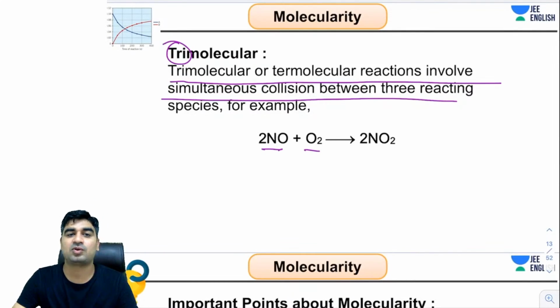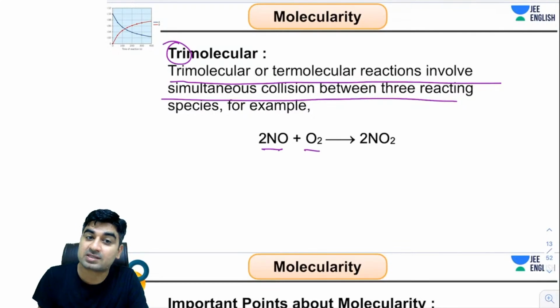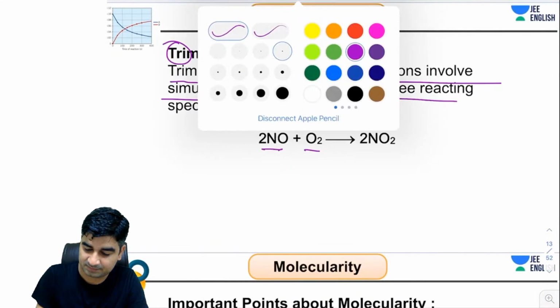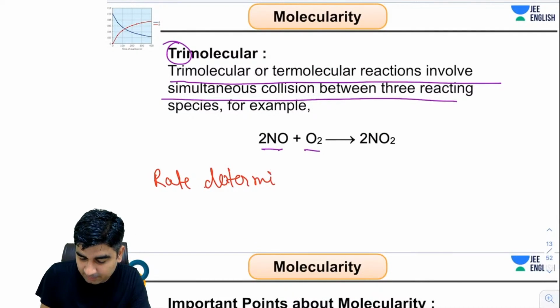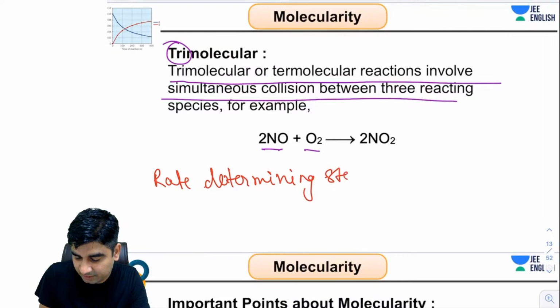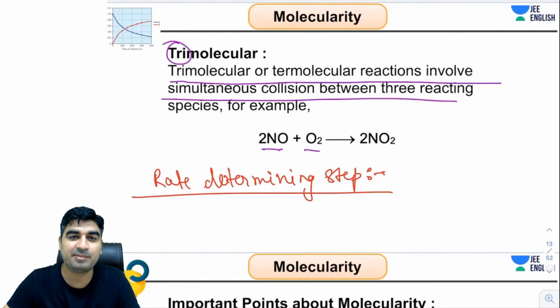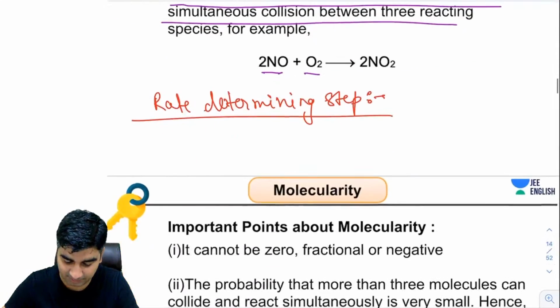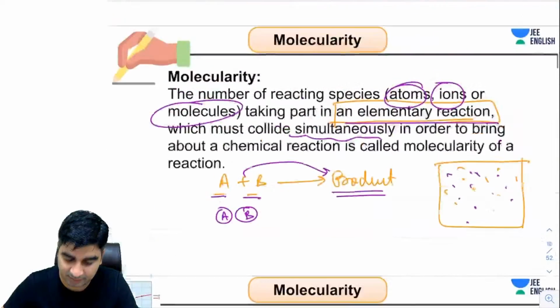Got it? So unimolecular, bimolecular, trimolecular, and there is one more point: rate determining step. What is the rate determining step? Do you have any idea about it? Okay, we will discuss it in detail, but let me tell you.